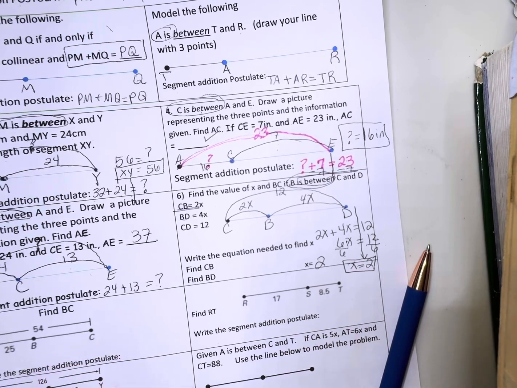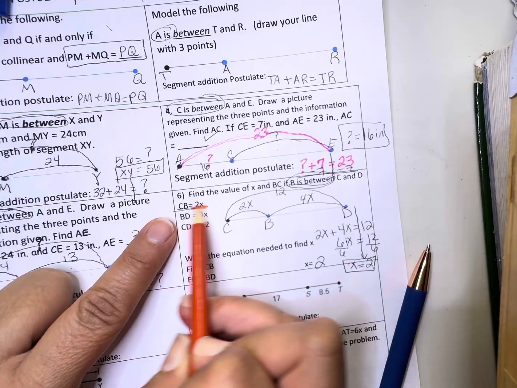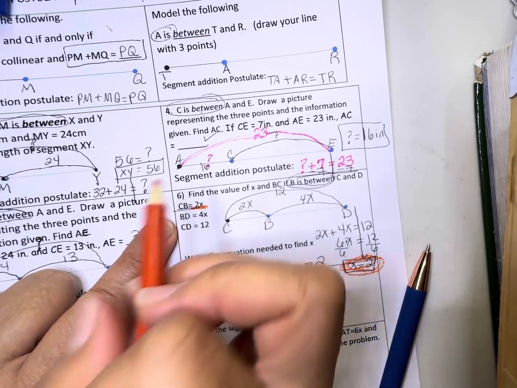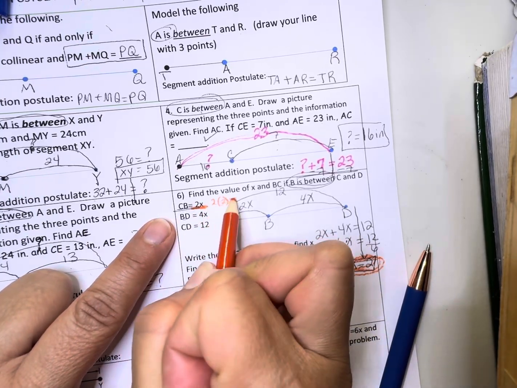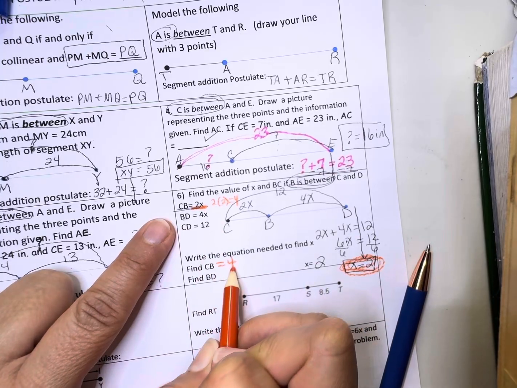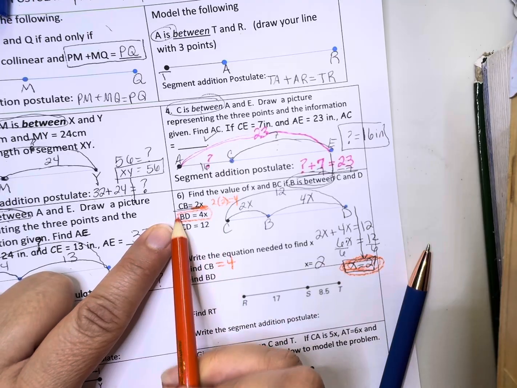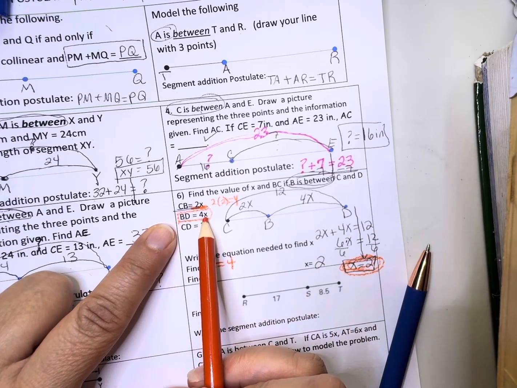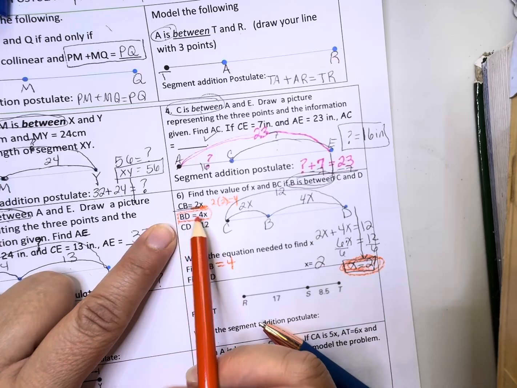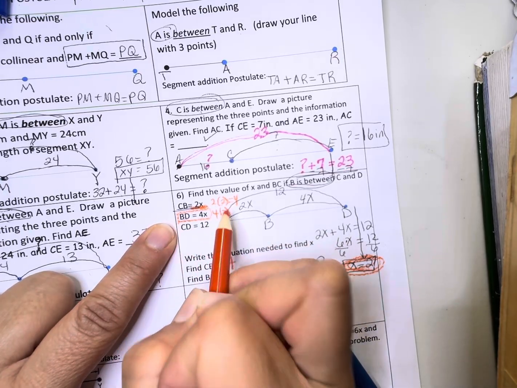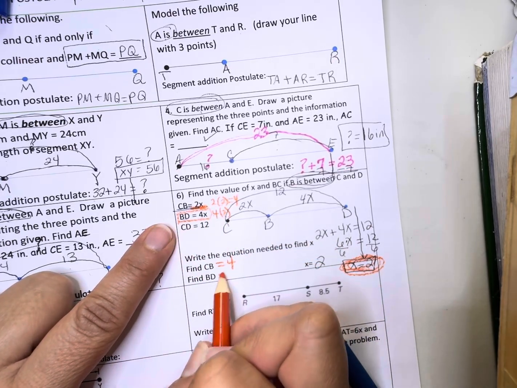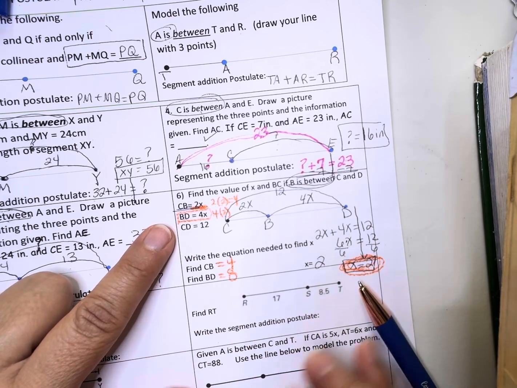Now I need to go back in there and find out, it's asking what is CB. So I have to go back and see what is CB. So CB is 2X. X is 2. So 2 times 2 is 4. So CB is 4. And now I find out what BD is. That's 4X. So 4 times X. X is 2. So 4 times 2. 4 times 2 is? Okay, good. 8.